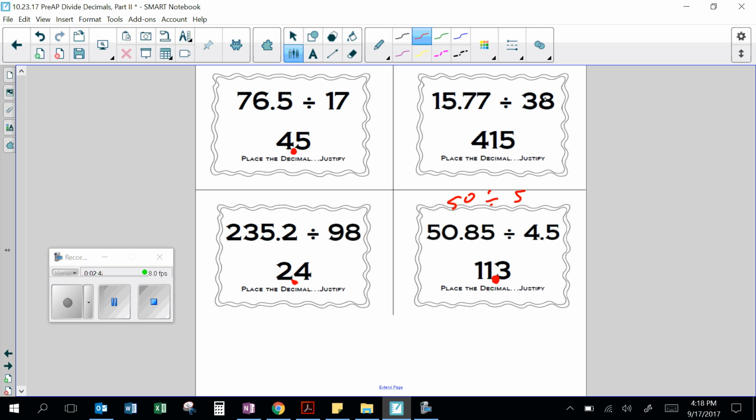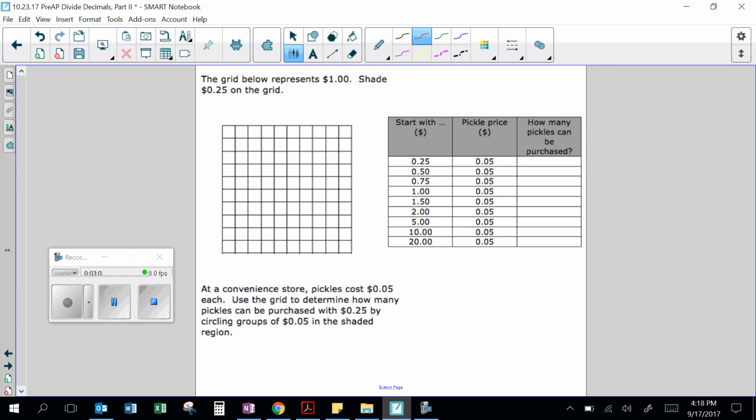This is a little harder one. How many 38s go into 15? Well, it can't go in as one whole group. It's going to go in a half of a group. So I know it's going to be a decimal. So it'll be 415 thousandths. And there's many examples.